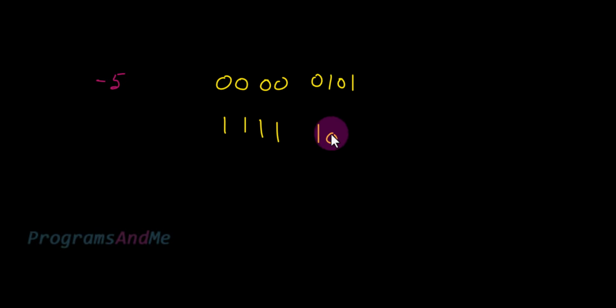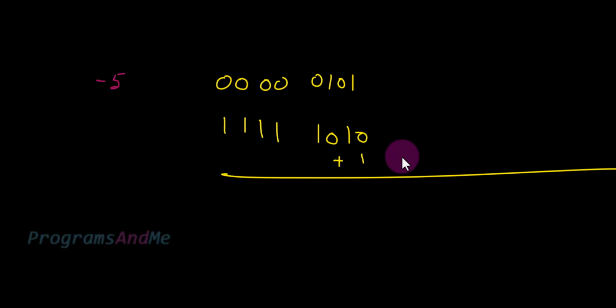First, find out the binary representation of 5. We know the binary representation of 5 is 0 0 0 0 0 1 0 1, in 8-bit representation. Next, flip every bit. Whenever 0 is present, write down 1. Whenever 1 is present, write down 0. Like this, 1 1 1 1 1 0 1 0. Okay, flip every bit. Next, add 1 to it.